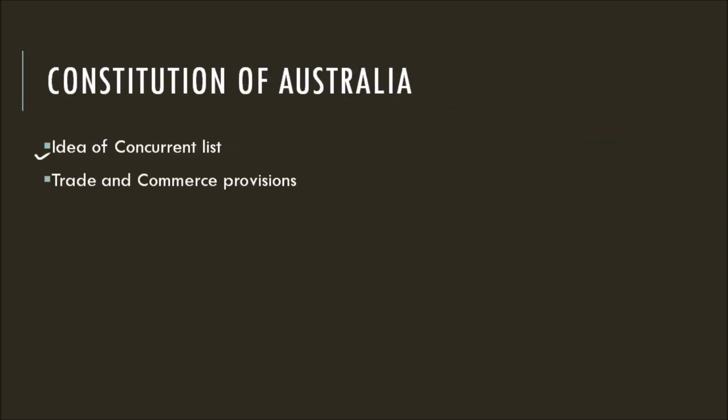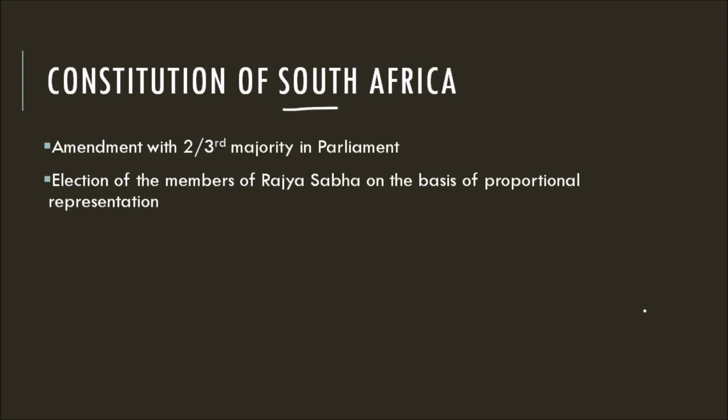The idea of the concurrent list and the trade and commerce provisions are taken from the Constitution of Australia. From the Constitution of South Africa, we have taken the amendment rule with 2/3 majority in Parliament, and election of members of Rajya Sabha on the basis of proportional representation. Keep in mind that the nomination of the members of the Rajya Sabha by the President is taken from Ireland, and the election of the members of Rajya Sabha on the basis of proportional representation is taken from South Africa.